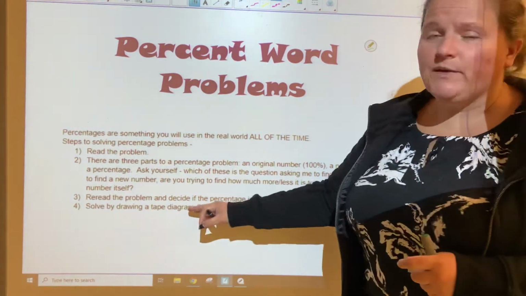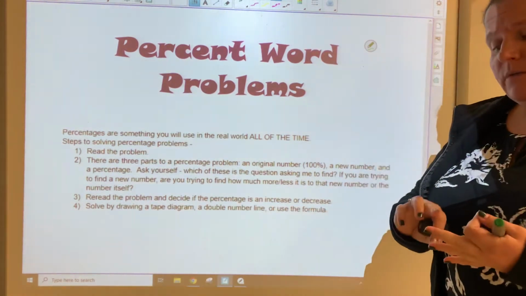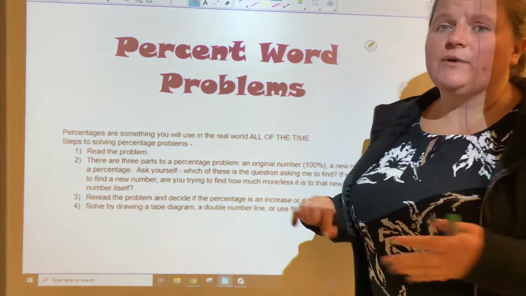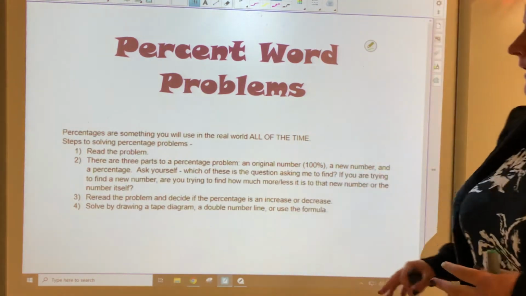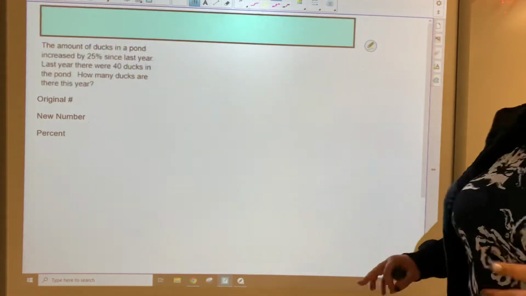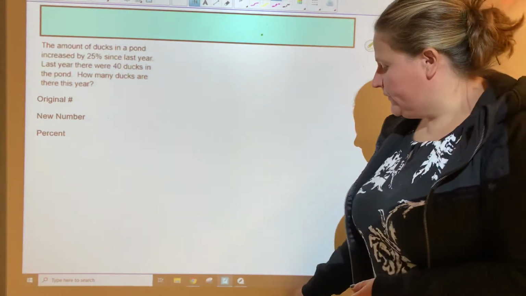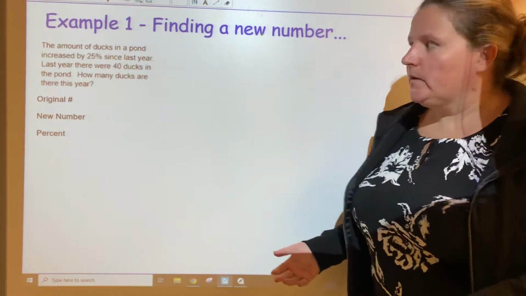And there's lots of different ways we can solve these. We can make tape diagrams. We can do double number lines. We can find the part of the whole and then add it or subtract it. We can write an equation. There's lots of different things to do. So I'm going to show you how to do all of those in hopefully what's not too long of a video. So my first type of problem here is if we're trying to find the new number, I'm calling it.